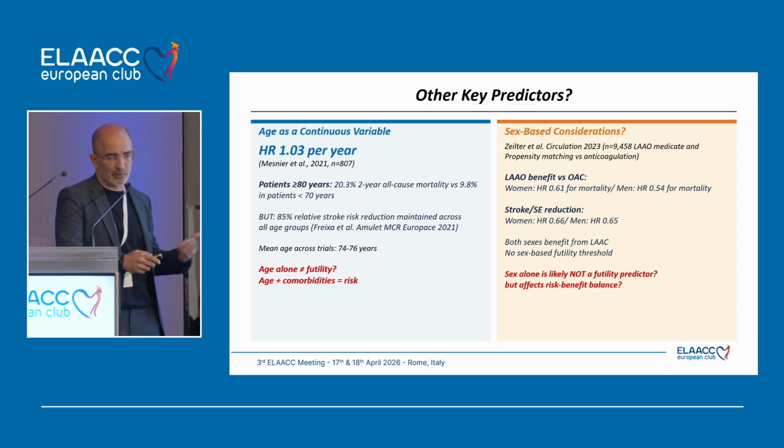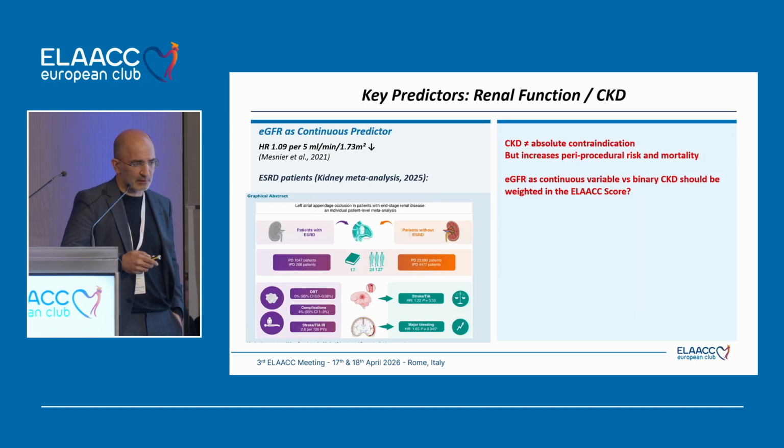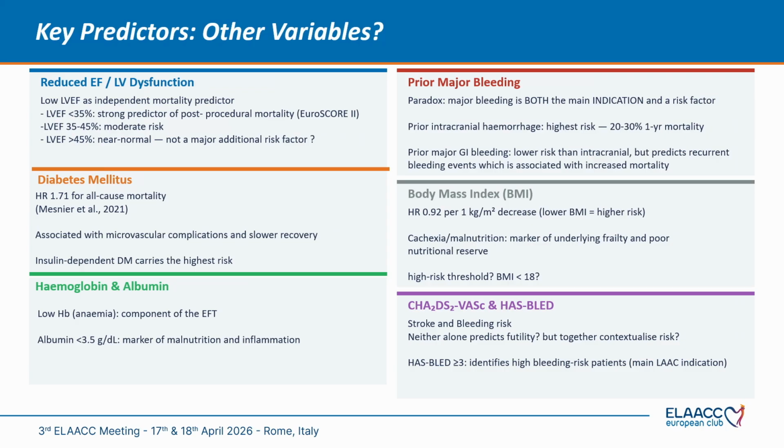Sex-based considerations: many studies show that sex is not really something that will define mortality. For example, in the US registry, when you compare the benefit of LA closure as compared to DOAC, there was no difference in terms of being a woman or a man. EGFR is probably a strong predictor. It's not an absolute contraindication, as we have seen today, but probably it should be included in the clinical score. Which other variables? Reduced ejection fraction, LV dysfunction, something that independently predicts mortality. Diabetes, especially if it's insulin dependent.